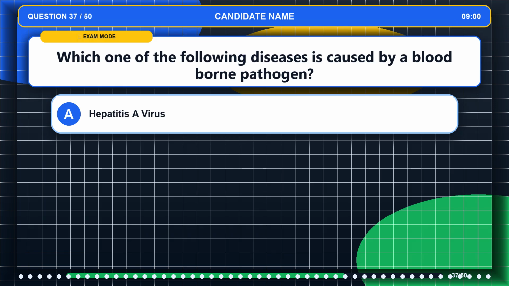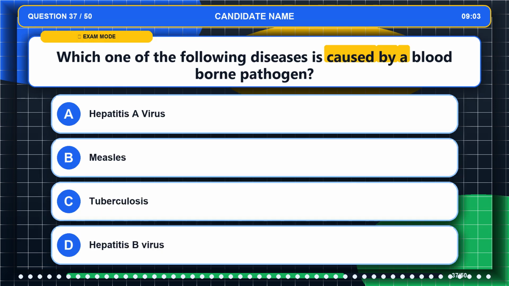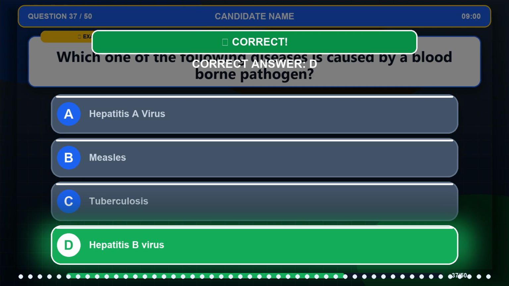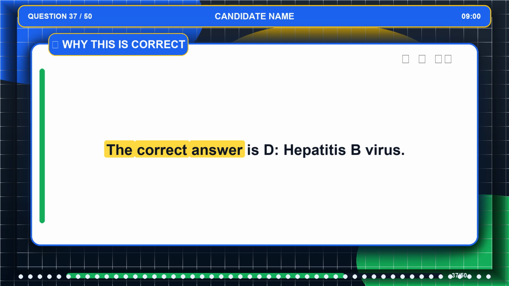Question 37. Which one of the following diseases is caused by a blood-borne pathogen? Option A, hepatitis A virus. Option B, measles. Option C, tuberculosis. Option D, hepatitis B virus. The correct answer is option D, hepatitis B virus.